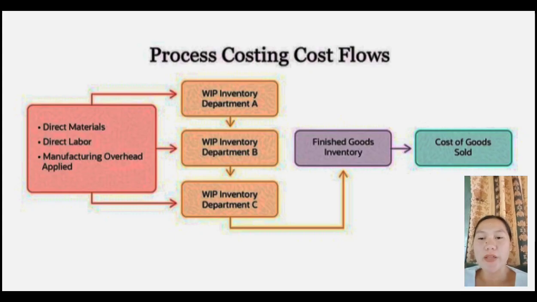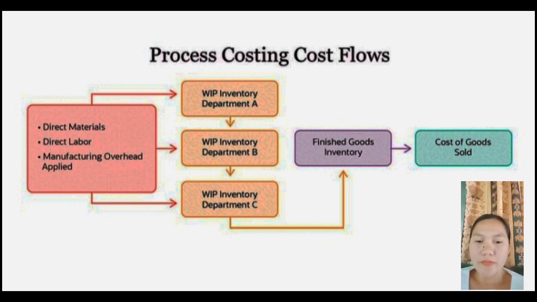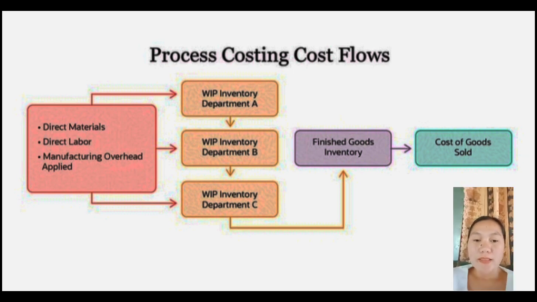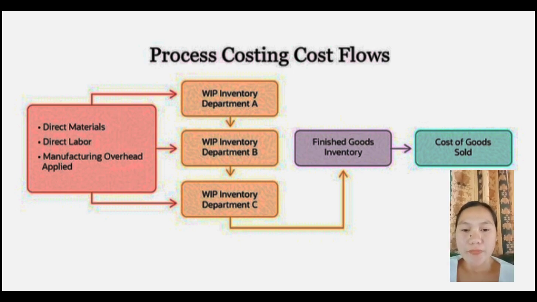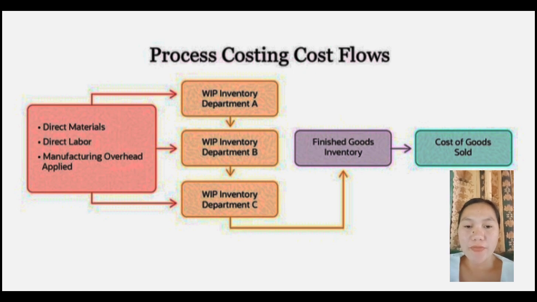This is the chart of process costing cost flows. First is the direct materials, direct labor, manufacturing overhead applied. Next is the WIP inventory A, B, and C. WIP means work in progress. Next is the finished goods inventory. And the last is cost of goods sold.